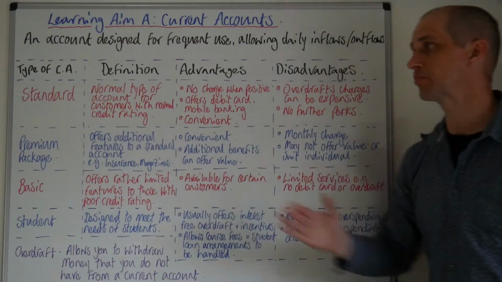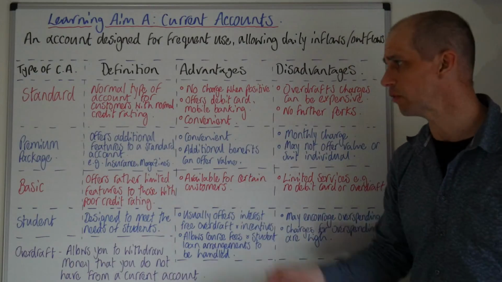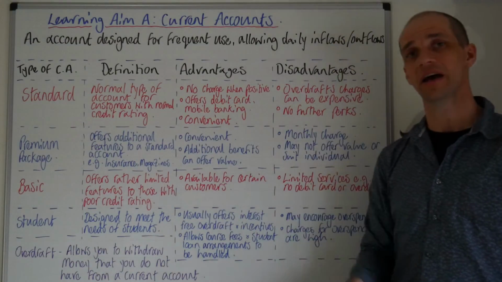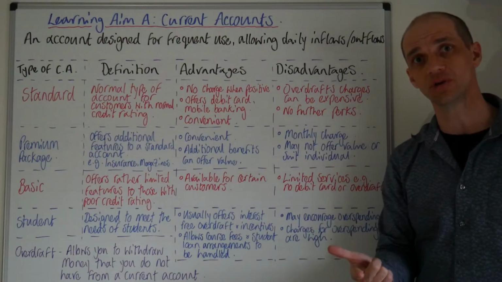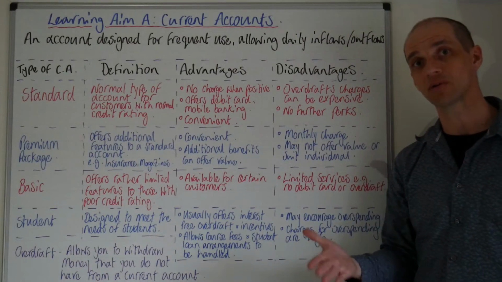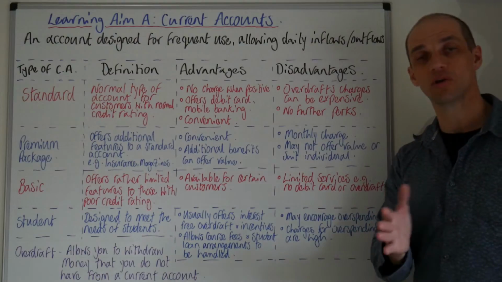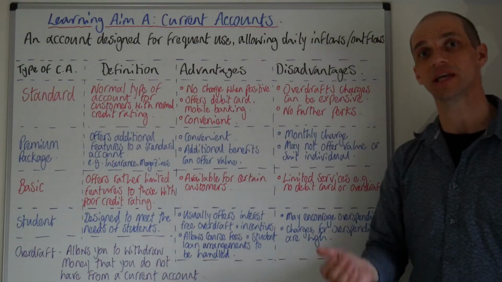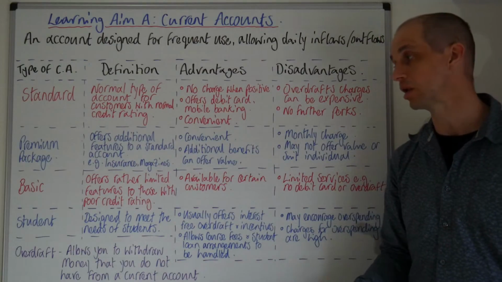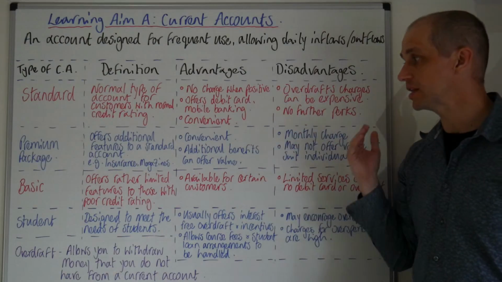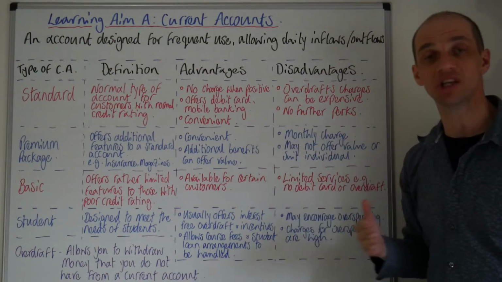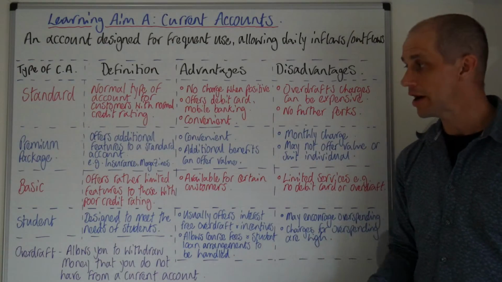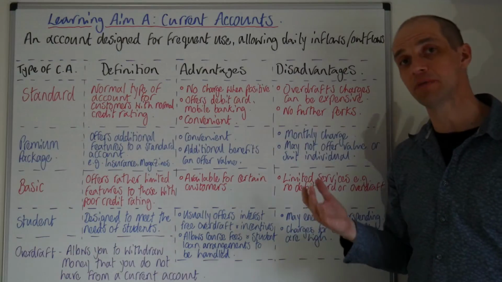Okay, so next one, premium package. Well, this offers additional features to a standard account. Examples here can be home insurance, car insurance, it could be about breakdown cover, it could be that your whole family is entitled to travel insurance there, as well as magazines, and there's a variety of things that could be included. Okay, once again it's convenient and there's additional benefits which may to some customers offer real value. Okay, so that can be the scenario there.